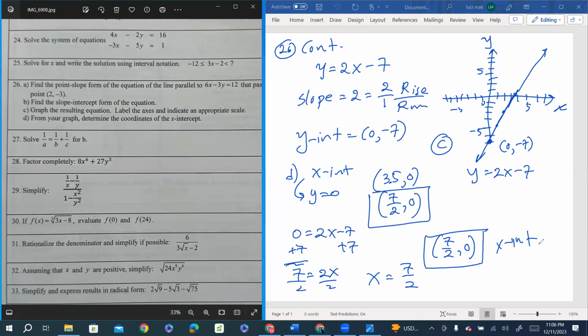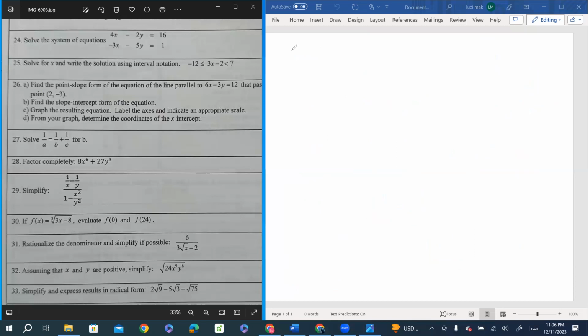All right, I'll do the next question. So let me erase this. Question number 27. We want to solve for B. We have 1 over A equals 1 over B plus 1 over C.